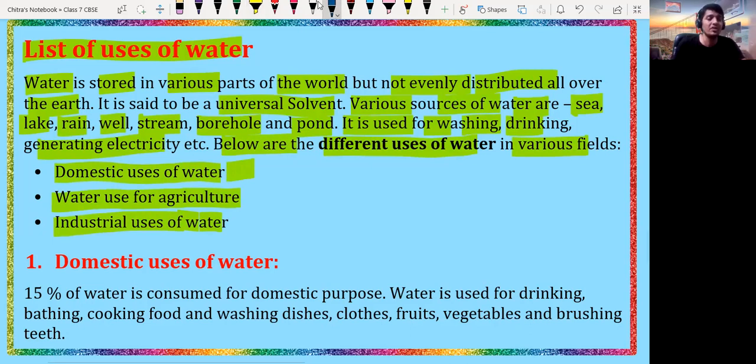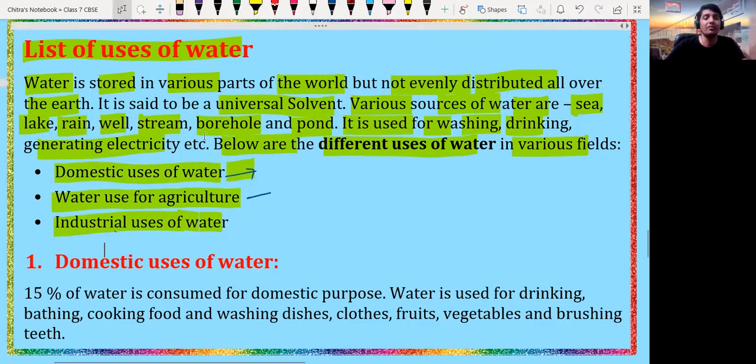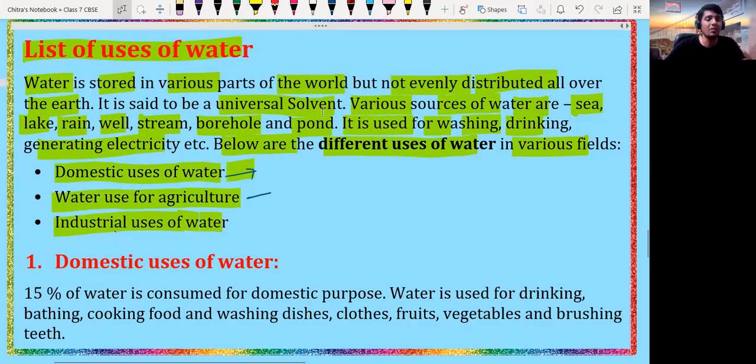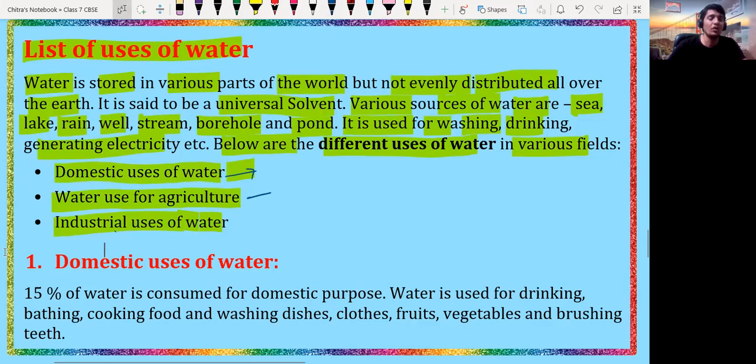If it is used in the crop field, then it is called agriculture. Then there is the industrial use of water. Most of the industries totally depend on water only. So these are the three points that we will discuss one by one. Now let's discuss first the domestic use of water.